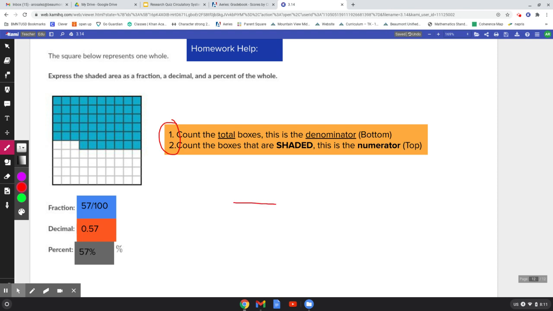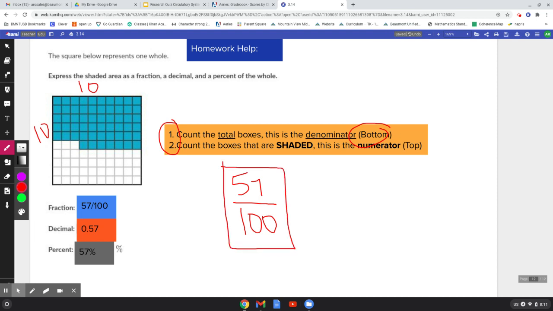That's going to be your bottom number, right? And our bottom number, if you were to count, it's 10 by 10. This is 10 by 10, which is 100. So your whole or your total is 100, and that would always be the bottom number. Now the part, or what I explained to some of you was the part shaded, is what will be the top number. And if you were to count those, it would be 57. So when you're doing Khan Academy, you need to first start with what I just did. Then from there, it's very easy.